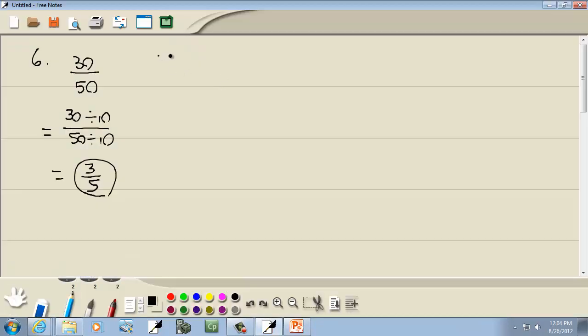Let's take a look at this one. We got 12 18ths. Top and bottom are both divisible by 6. So 12 divided by 6 and 18 divided by 6. Well, 12 divided by 6 is 2. 18 divided by 6 is 3. So our answer would be 2/3.